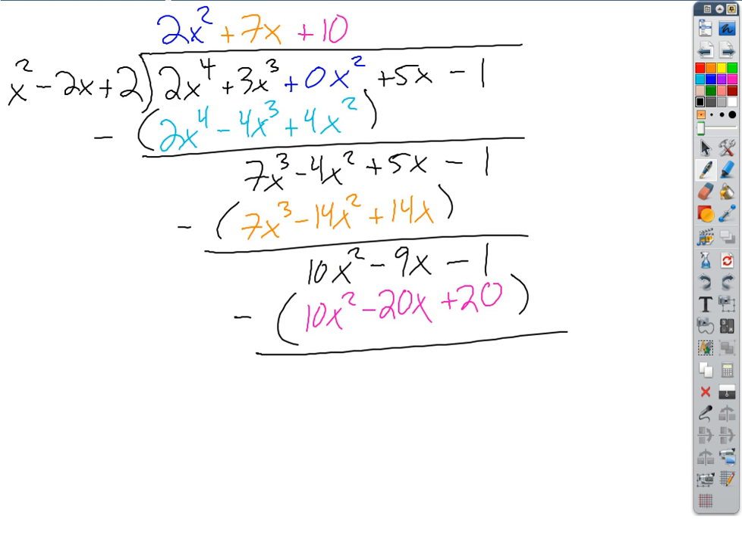And first two terms cancel. Negative 9x minus negative 20x. Okay, good. I'm adding 20x, so it's positive 11x. Negative 1 minus 20. Okay, and now, does x squared divide into 11x anymore? No. So that's our answer. Well, actually, the whole thing is our answer.